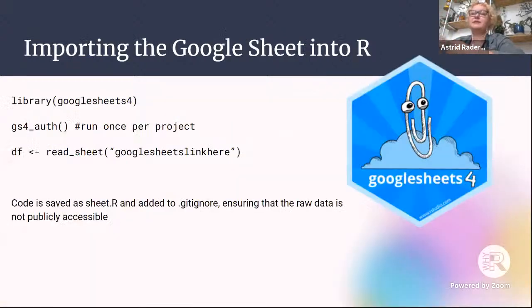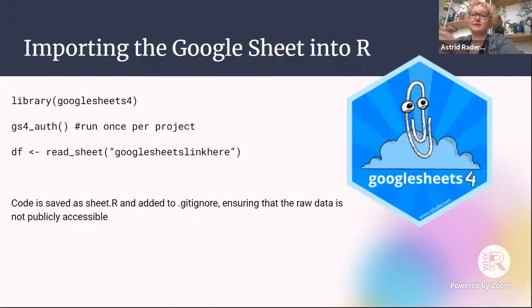Cool, so actually importing this Google Sheet into R, this we did with the Google Sheets 4 library, and this very simple command gs4 auth. Basically, you run this once per project, and then when you run it in RStudio, it links you to your Google Drive permissions, and you can give permissions to RStudio to access your drive and be able to import data. And then you simply use this read sheet with a link to the URL where your Google Sheet lives.